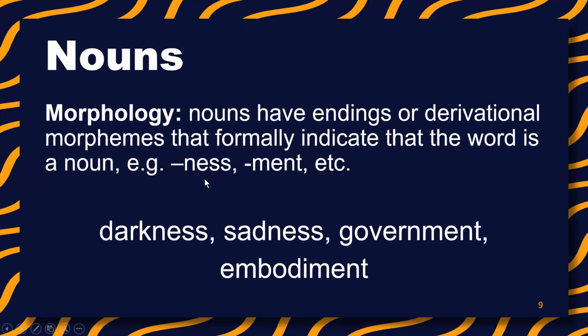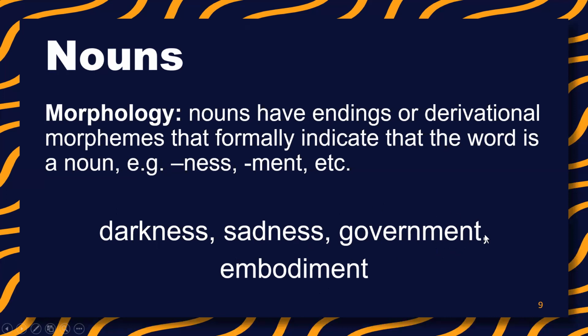Some derivational morphemes that you can watch out for when you are identifying whether a word belongs to the noun part of speech. Some examples: most words ending with ness and ment refer to nouns, like darkness, sadness, government, and embodiment. Dark, the base form, for example, is an adjective, but when ness was added, it became a noun. Same with sad. Govern and embody are verbs, but when ment was added, government and embodiment became examples of nouns.